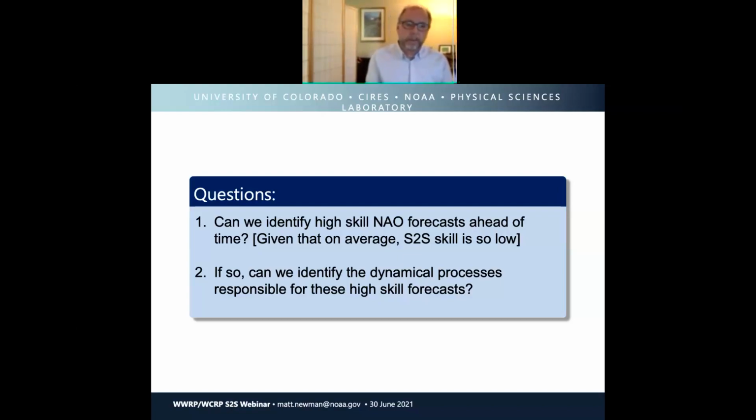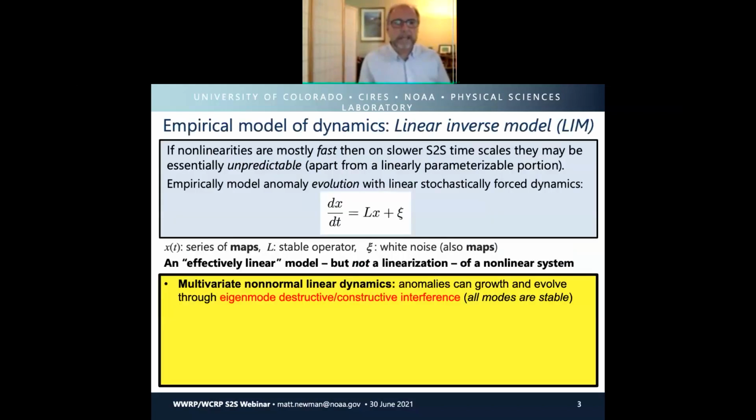So both of these are important to us. And the way we address this is with an empirical model of dynamics called a linear inverse model. And the idea behind a linear inverse model is very simple. Basically, if you have a highly nonlinear system, but the nonlinearities tend to evolve much faster than linear dynamics does, then essentially what you have is a system where there's a lot of integration taking place. Slow dynamics are integrating the faster dynamics.